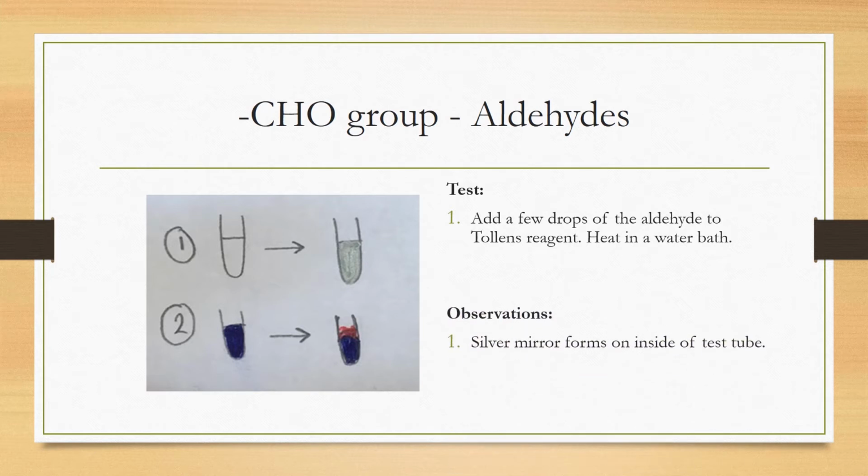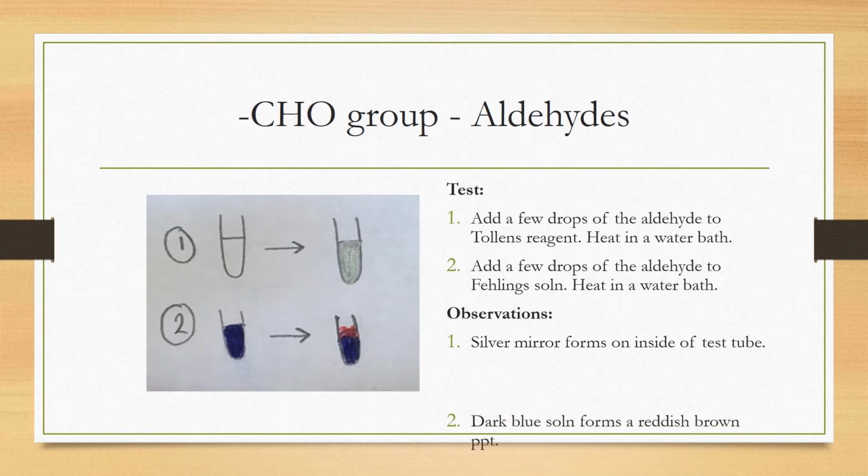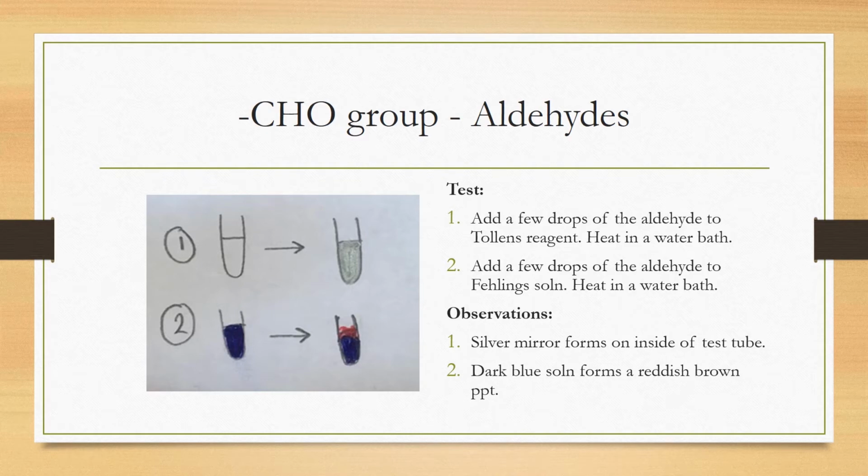The other possible test is using Fehling's solution. Once again, add a few drops of the aldehyde to around 2 cm³ of Fehling's and heat in a water bath. If an aldehyde is present, the dark blue solution will form a reddish-brown precipitate.